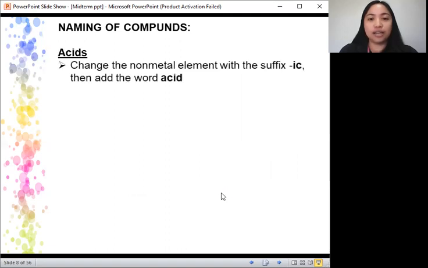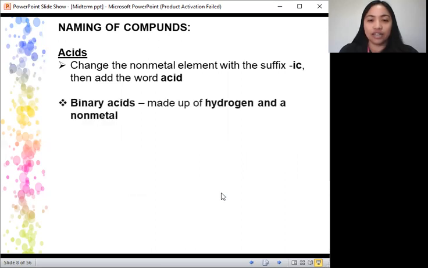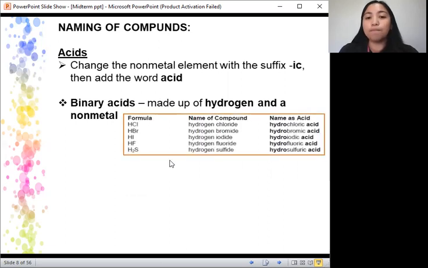So change the non-metal element with the suffix IC, then add the word acid. For binary acids, these are compounds made up of hydrogen and a non-metal. Examples are HCl, HBr, HI, HF, and H2S. The name of the compound is this, but its name as an acid is like this. So you put the prefix hydro, then the suffix IC and the word acid.